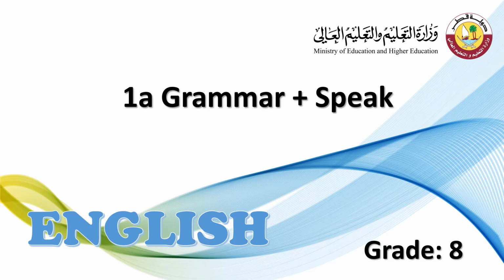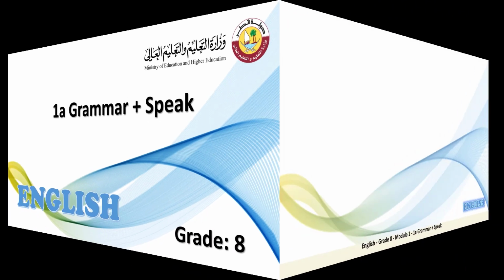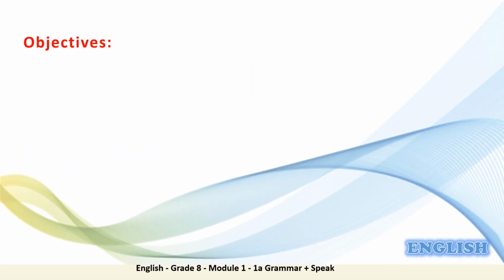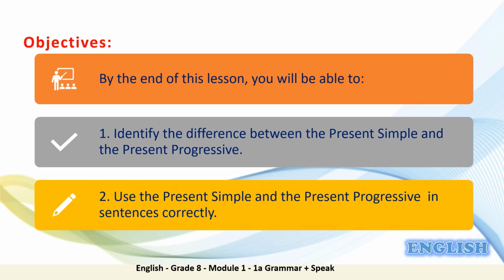Our English lesson today is going to be grammar and speaking. As usual, my grade 8 students, you know that we always start our lesson by reading the objectives. By the end of this lesson, you will be able to: 1. Identify the difference between the present simple and the present progressive. 2. Use the present simple and the present progressive in sentences correctly.